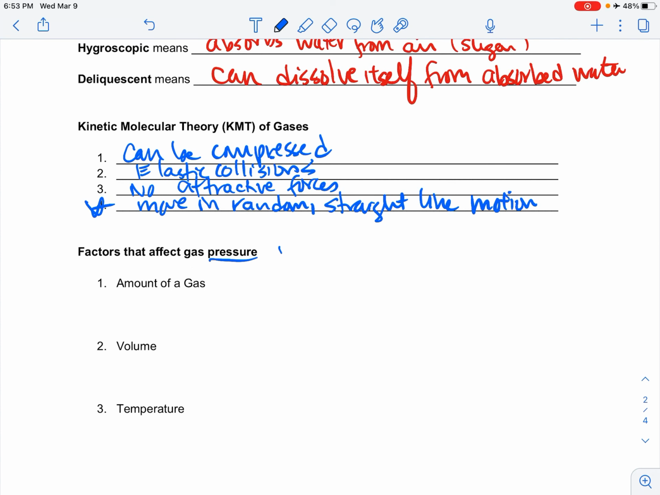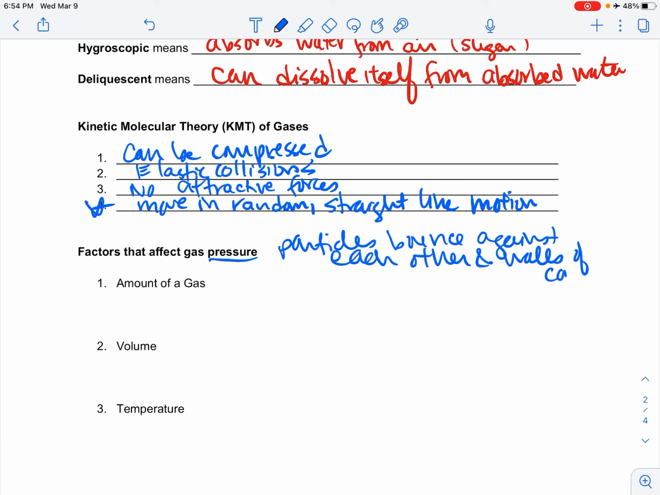Pressure, which is when particles bounce against each other and the walls of the container. That's a force divided by area. That's pressure.